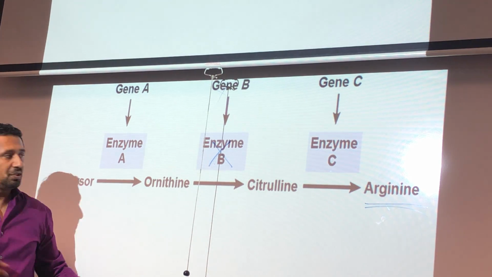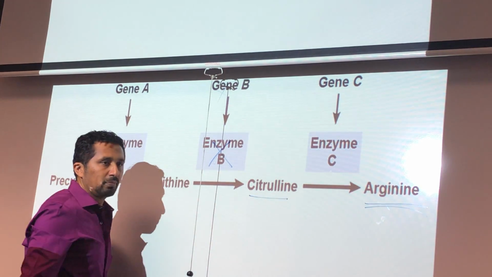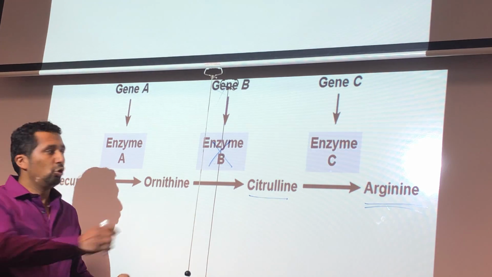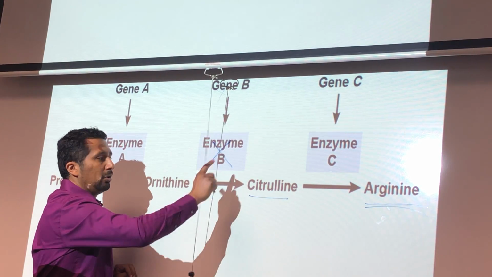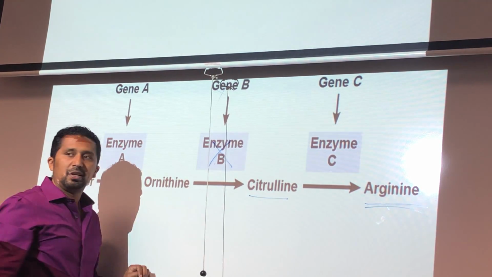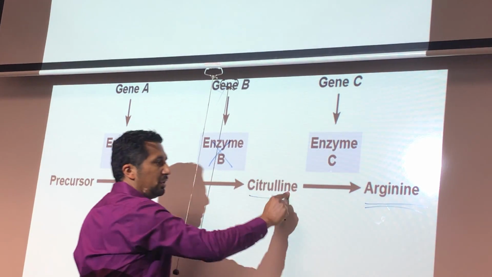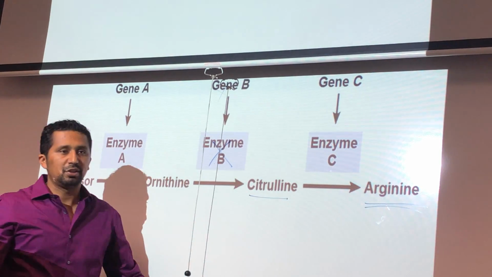So in order to bypass this, you add citrulline. If you add citrulline, you bypass this, right? You add the product that the faulty enzyme is supposed to make, and now enzyme C can turn this into arginine, and the organism lives.